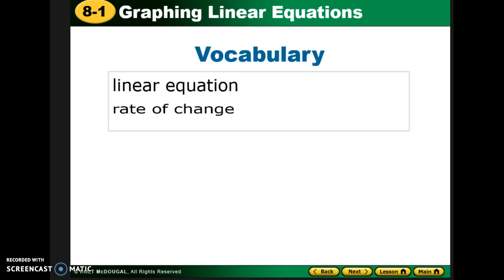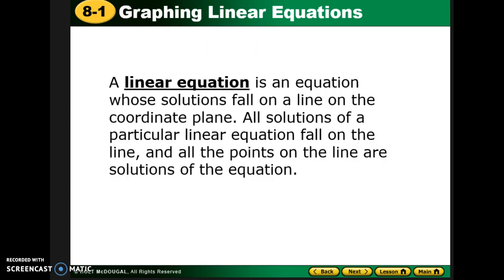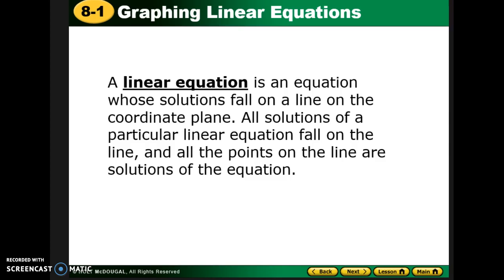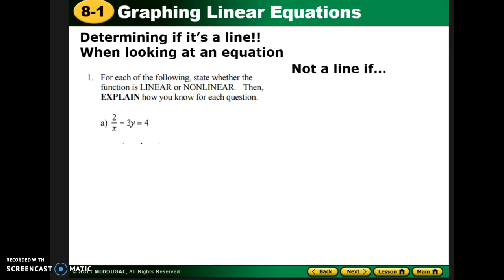Here we go. Some vocab is linear equation and rate of change. First thing, a linear equation is just an equation whose solutions fall on a line on the coordinate plane. So they make a line on the coordinate plane, and all solutions of a particular linear equation fall on the line. And all the points on the line are solutions, which means that there's usually an infinite number of solutions because a line has an infinite number of points. All right? So let's jump right into it and see if we can determine linear equations.